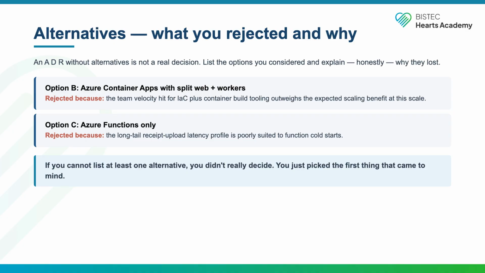Option C, Azure Functions only. Rejected because the long-tail receipt upload latency profile is poorly suited to function cold starts. The rule: if you cannot list at least 1 alternative, you didn't really decide. You just picked the first thing that came to mind. Force yourself to find at least one rejected option per ADR.